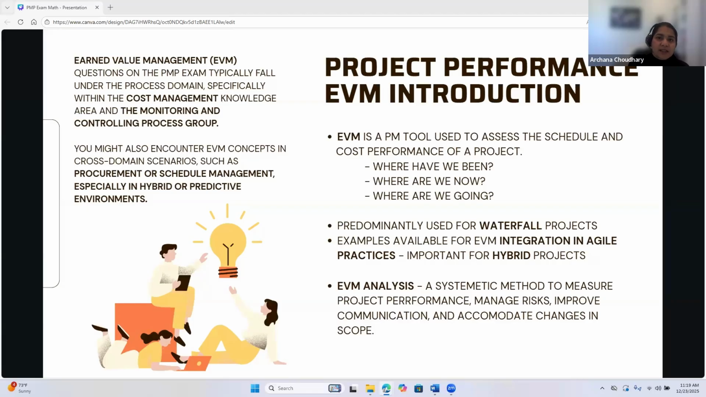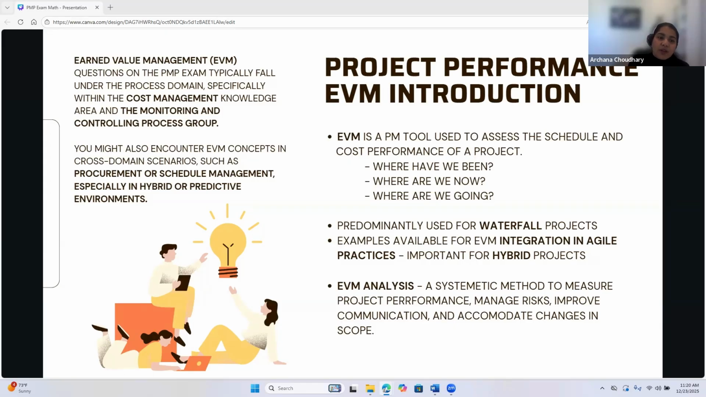Now, this technique answers three fundamental questions. One is about past performance, which is where have we been? Something on the current status, like where are we now? And forecasting future performance, which is where are we going?